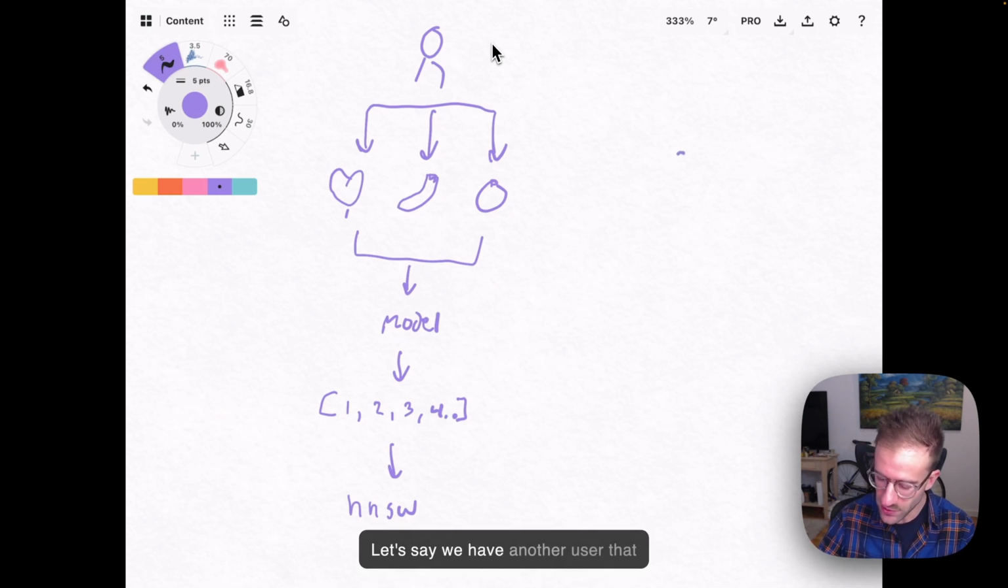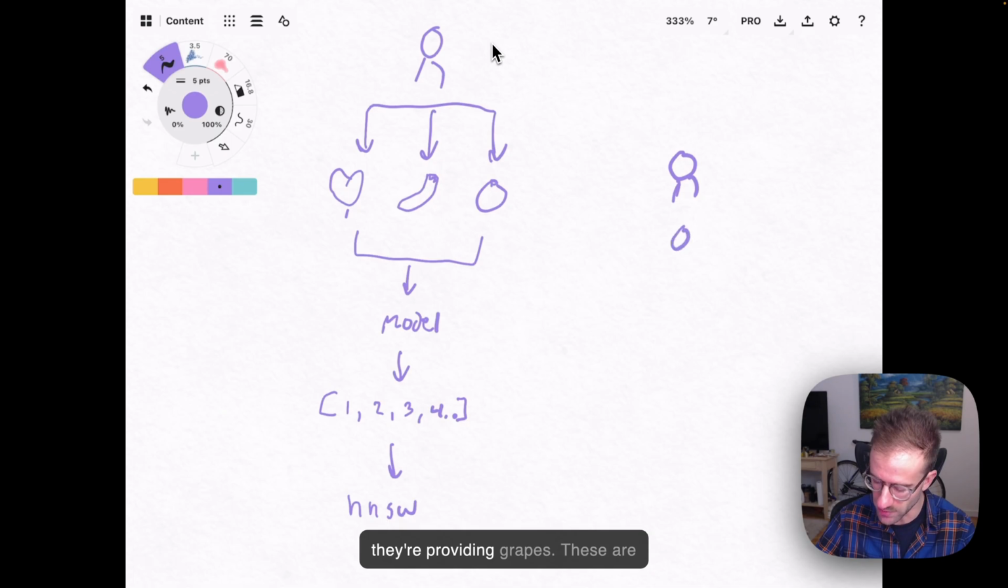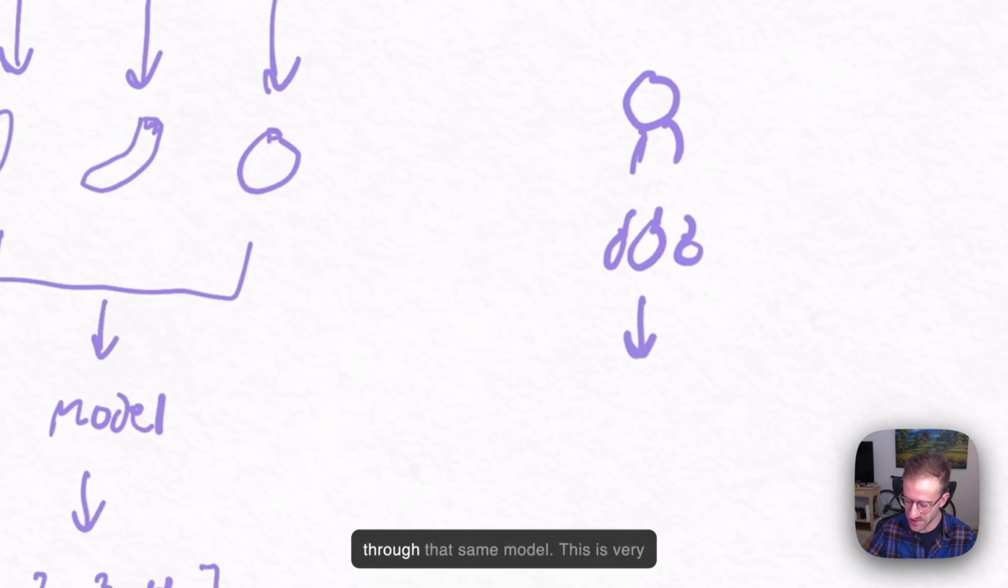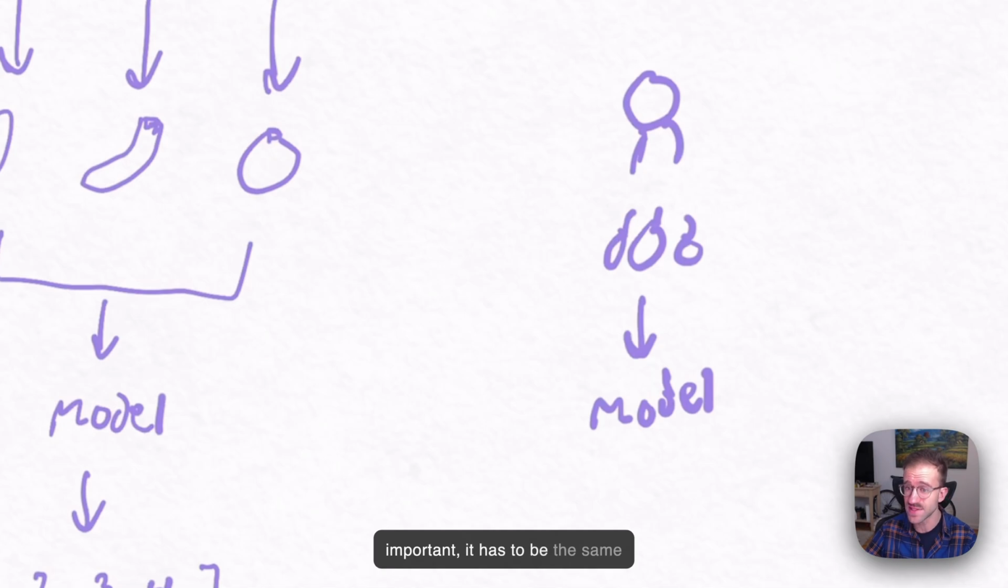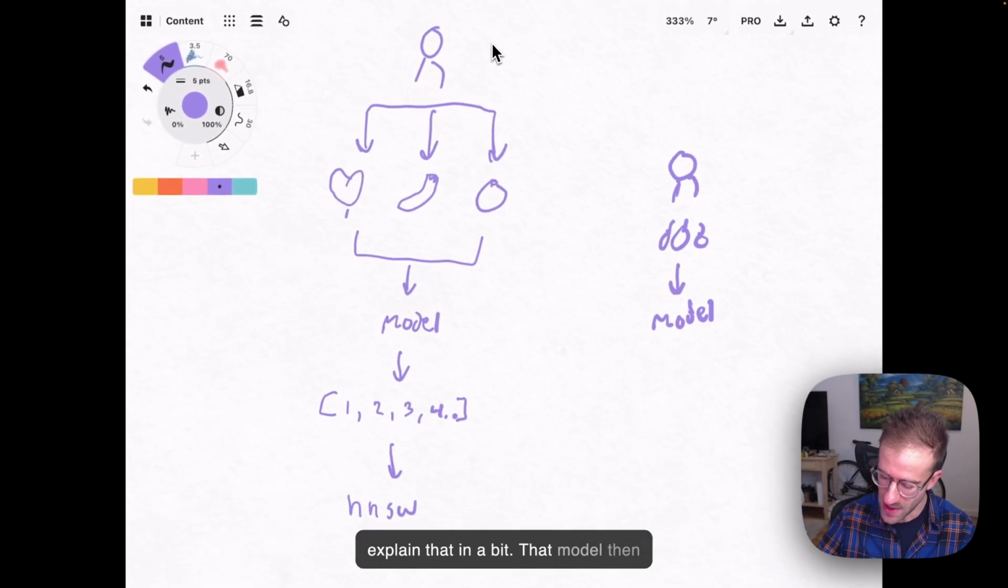And let's say we have another user that wants to find the most similar fruit to an image that they provide. Let's say they're providing grapes. These are my grapes. And these grapes get sent through that same model. And this is very important. It has to be the same model with the same number of what's called dimensions. And we'll explain that in a bit. That model then also returns an array of floats.